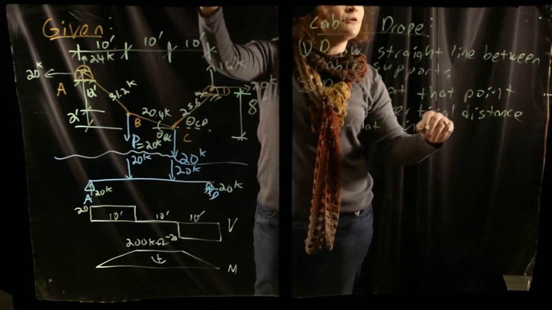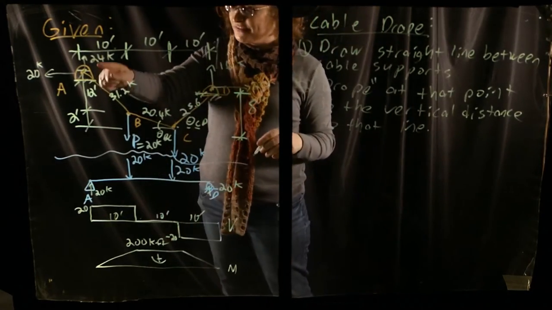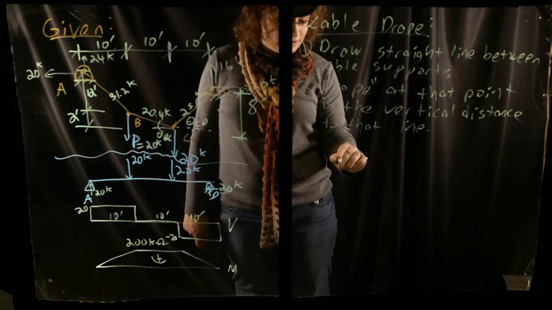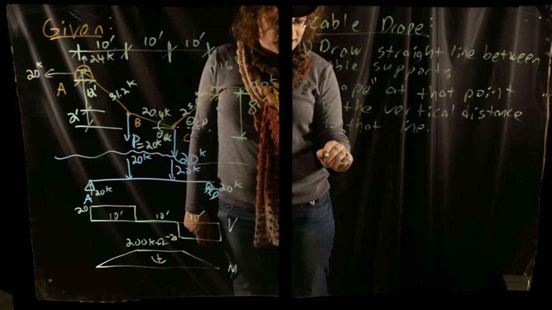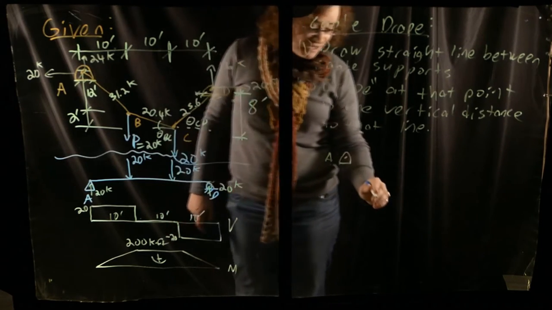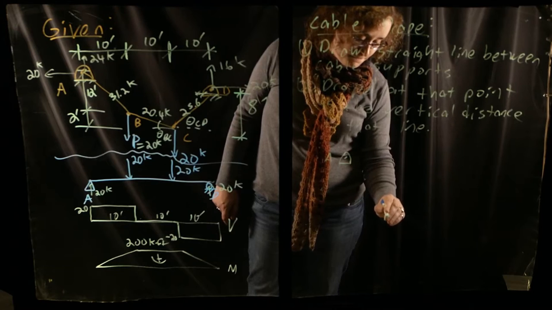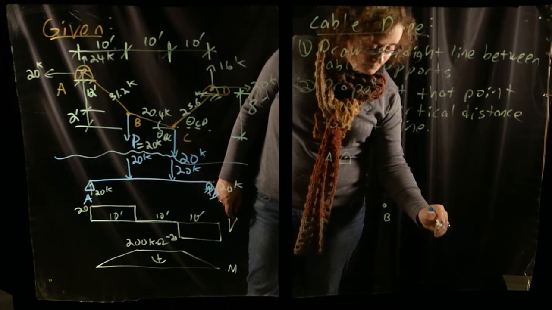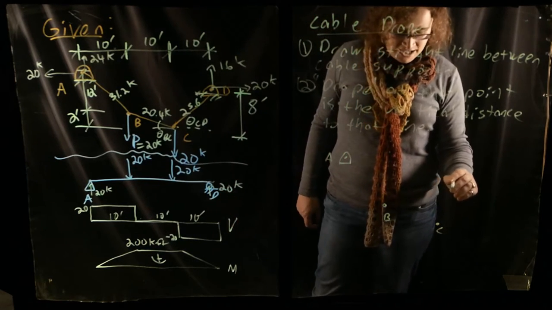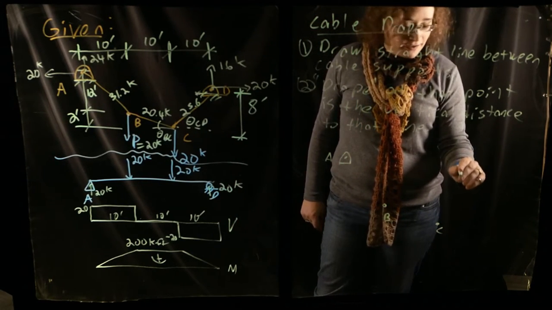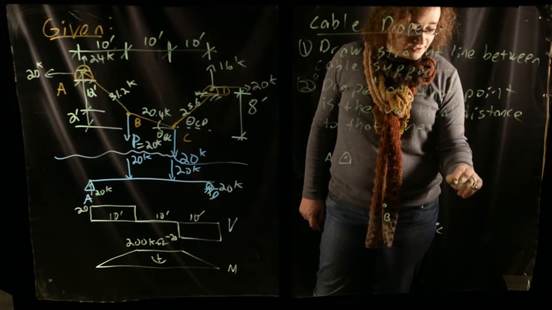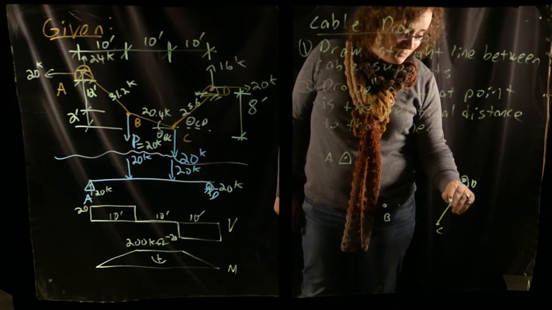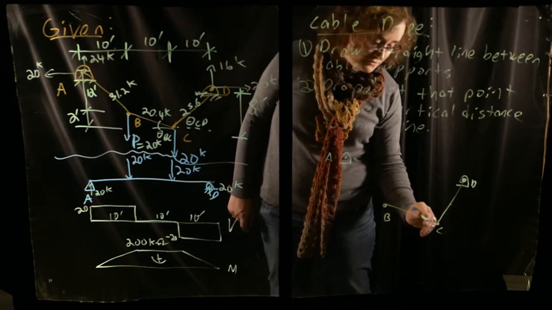So for example, we have a cable that's like this with A higher than D. So we have joint A here, we have joint B here, and C, and then we have D, which is higher than B and C, but not as high as A. So D here for support. And then the cable is joined like this.